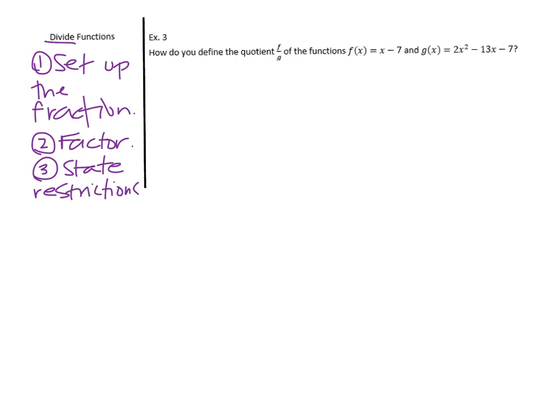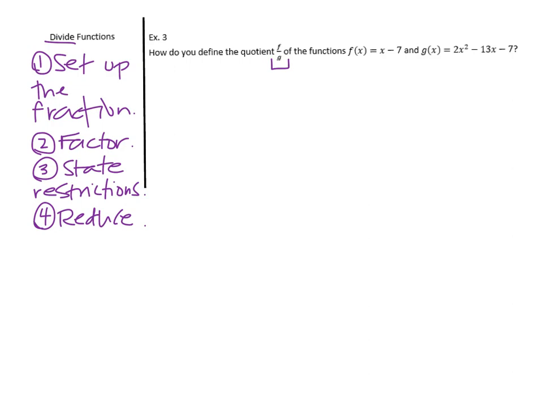Anytime we have a fraction with a variable, it's a rational fraction or a rational function, we've got to follow those same steps as before. Once we state our restrictions, our final step would be to reduce if anything on top and bottom is an exact match to cancel out. Our last example for the video: how do you define the quotient f divided by g given the two functions f of x and g of x?